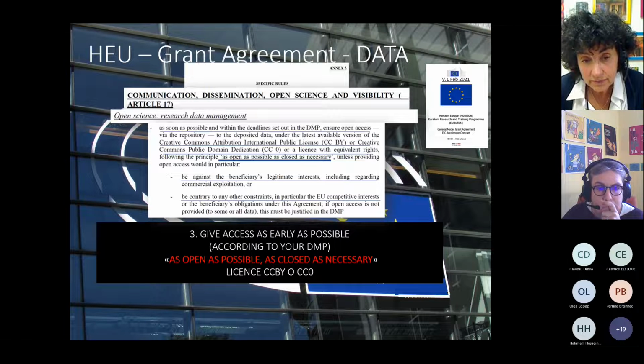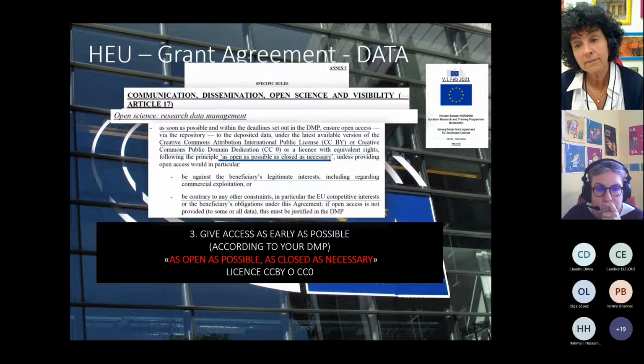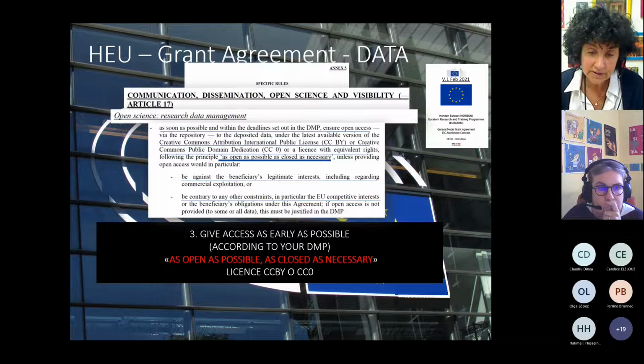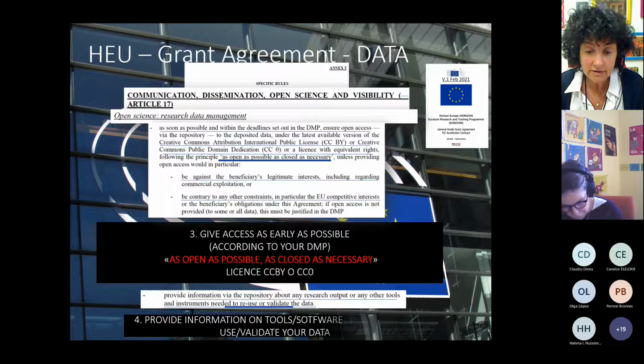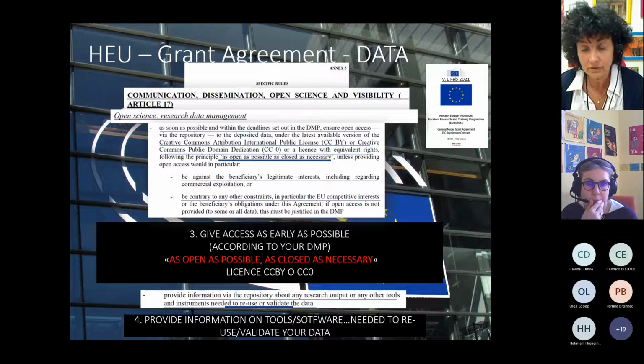So the principle is as open as possible, and the Creative Commons license here is the CC0, okay? It's also accepted the CC BY, but we saw during our fourth module that the right license for datasets is a CC0, okay? And then you have to provide information about all the tools and instruments to reuse or validate the data, okay? That's the reproducibility mandate.